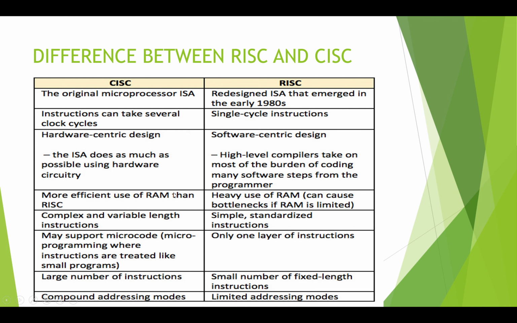CISC has more efficient use of RAM than RISC. RISC makes heavy use of RAM, which can become a bottleneck if RAM is limited, versus CISC's complex and variable length instructions. RISC has simple standardized instructions. CISC supports microcode microprogramming, where instructions are treated like small programs, whereas RISC has only one layer of instructions. CISC has a large number of instructions, while RISC consists of a small number of fixed length instructions. CISC has compound addressing modes, and RISC has limited addressing modes.